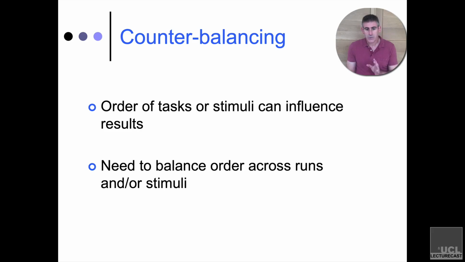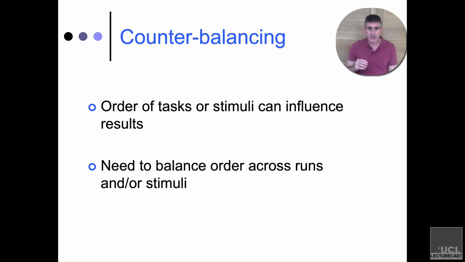And the key here is that the order of tasks or the order of the stimuli can influence the results. So in order to get away from the fact that you may have an idiosyncratic order that gives you a result that's interesting or not interesting, but is specific to this particular ordering, you need to balance the order across the runs, okay? So that is to say, if you have people doing one 10-minute experiment, then all of your participants can't do all the items in the same order.